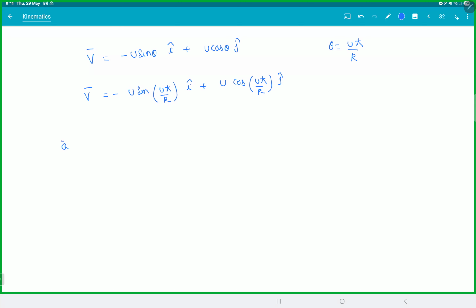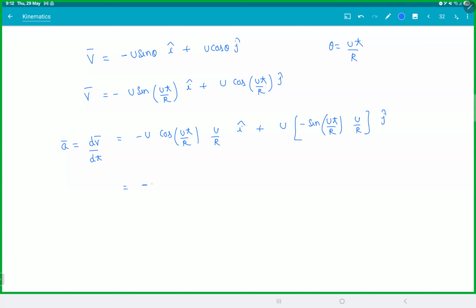Now I'm asking you for instantaneous acceleration, which is dv by dt. So differentiate this. Sine's differential is cos of ut by r. And remember, we had to use the chain rule. Then differentiate whatever is inside this function, that would be u by r. I'll just write it down. I hope you know that.